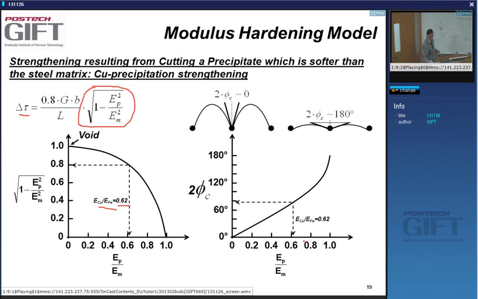And so what's the breakaway angle that you should see for a ratio of particle modulus over matrix modulus of 0.62, yes? Equal to 0.62, you can see it should be between 60 and 80 degrees, so a little bit less than 80 degrees, about 70 degrees. That should be the breakaway angle. All right.